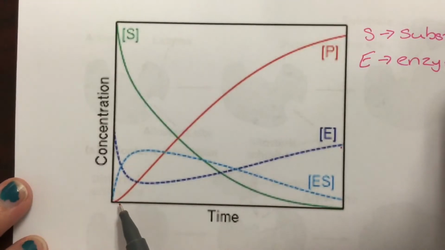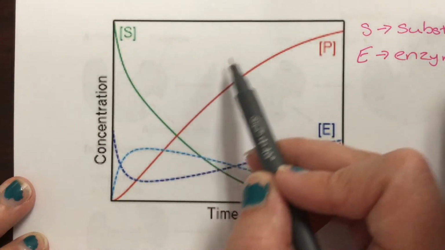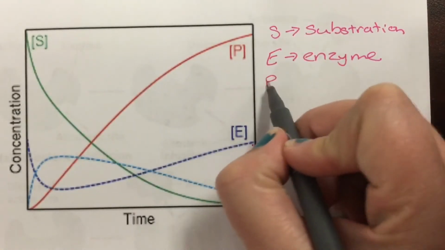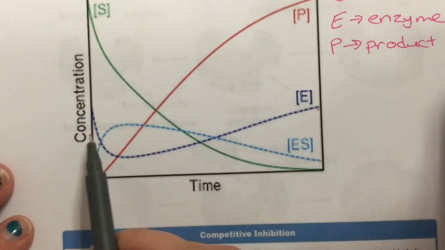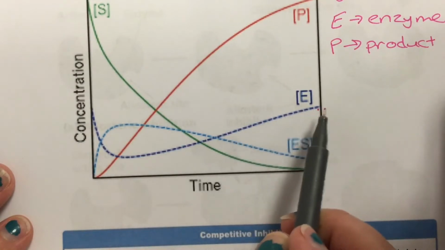And as we don't have any products at the beginning of the reaction, but as time goes on, we create a lot of products. So P is our product. And let's talk about that weird little dip. Why did we get this little dip?